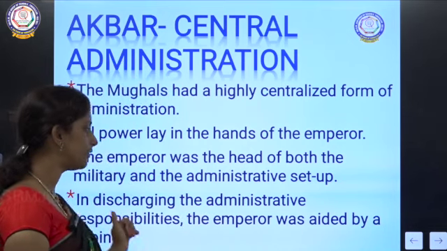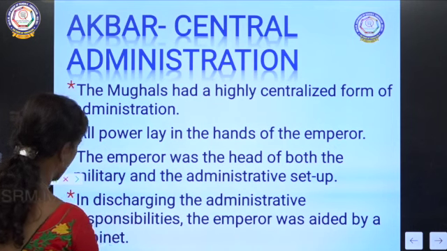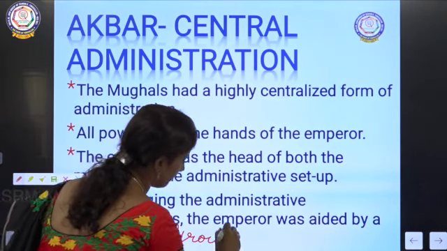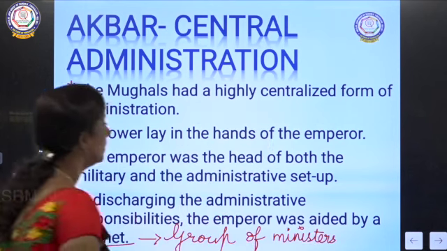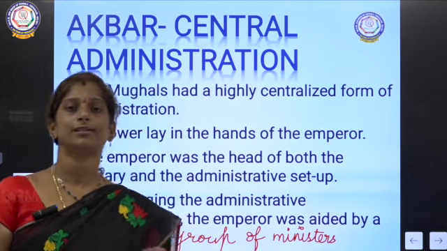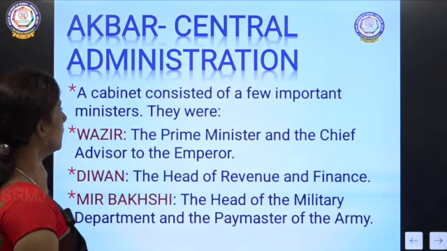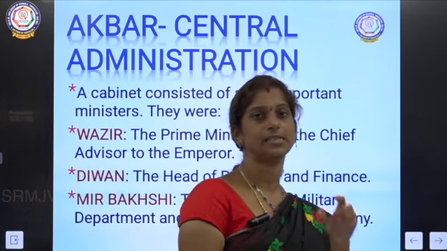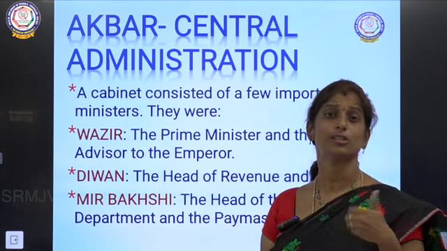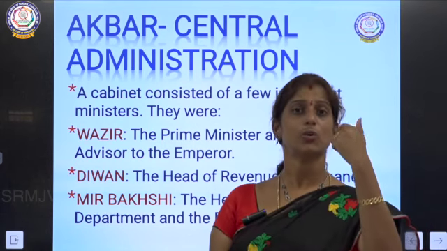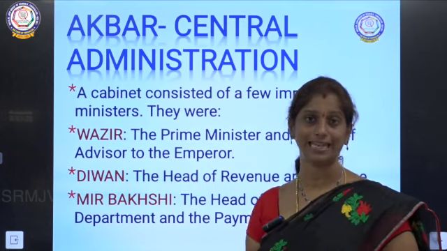In discharging the administrative responsibilities, the emperor was aided by a cabinet. Cabinet is nothing but a group of ministers. While taking any important decision on administrative or military matters, this cabinet helped Akbar. This cabinet consisted of a few important ministers. Now we are going to see who they are. First comes Wazir. Wazir was the prime minister and also the chief advisor to the emperor, a very important minister of the empire.